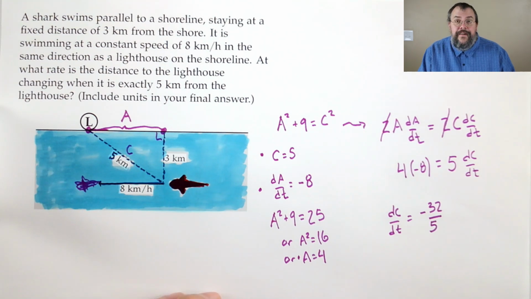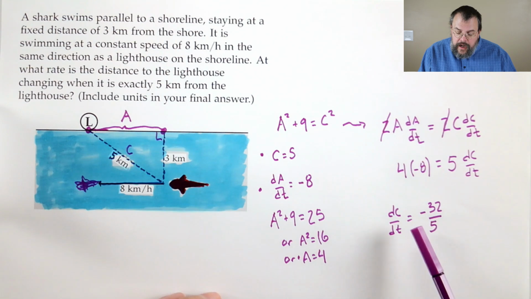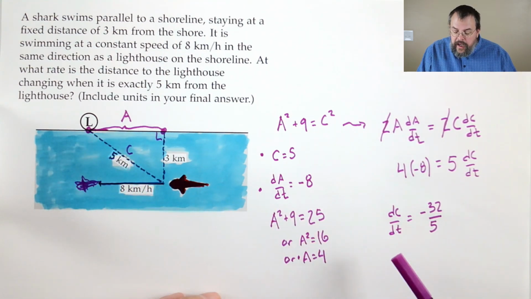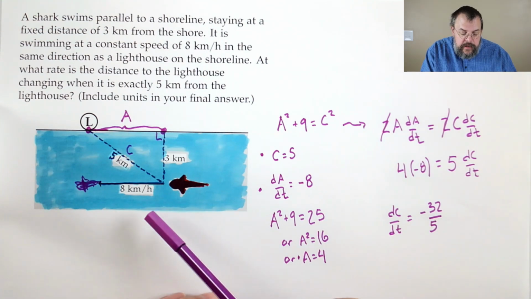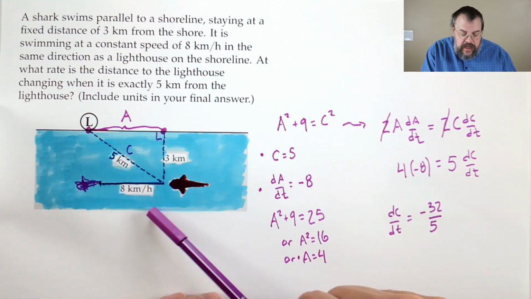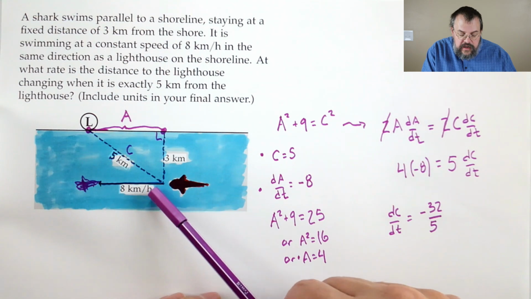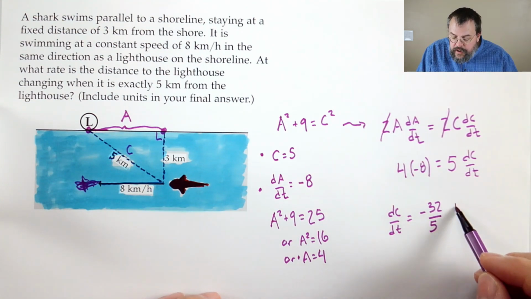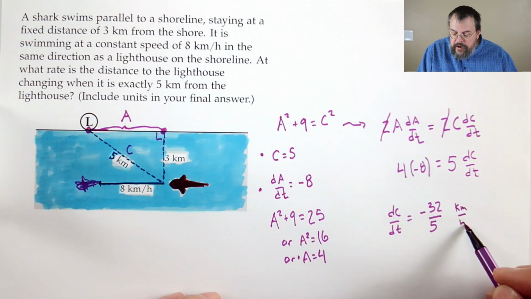And there we go. Now we need units, but we can actually figure out units because we say, well, how are we measuring C? It's a distance, kilometers. How are we measuring T? Well, that comes from understanding that this is the dA/dt. So this unit downstairs, hours, that's how we're measuring T. So it's kilometers per hour.